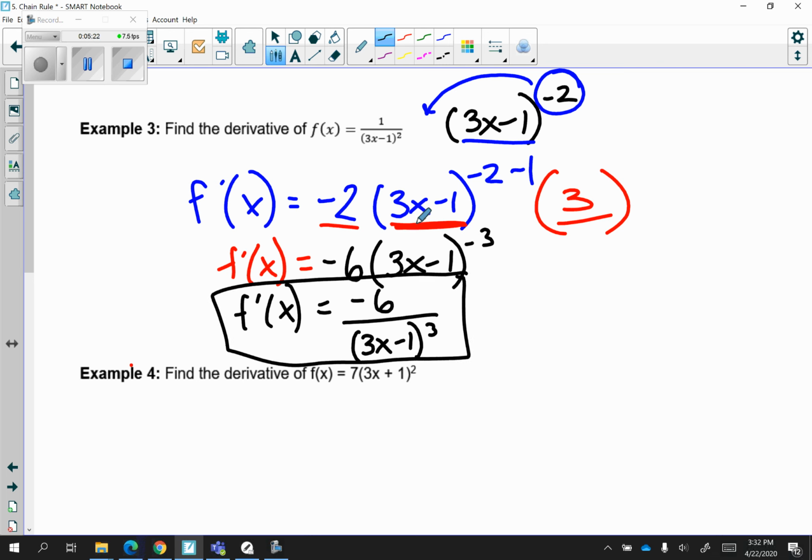So again, rewrite the original, what's inside. Then you take the exponent, bring it to the front, multiply by whatever's in the front, subtract 1 from the exponent, and then multiply by the derivative that's inside. Take a look at number 4 and try that on your own.